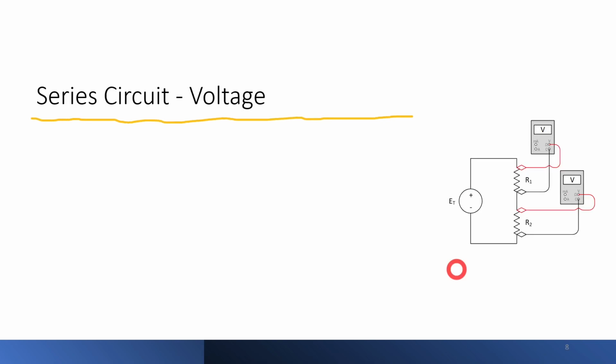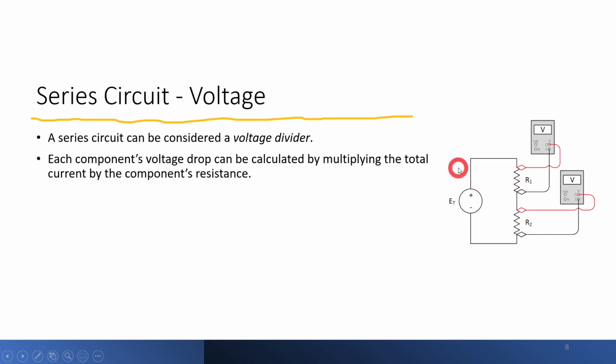Okay. Let's look at voltage. Voltage is going to be different. Okay. In fact, a series circuit could be considered a voltage divider. It's going to take the voltage that we're putting into this circuit and divide it up amongst these resistors. Okay, each component's voltage drop can be calculated by using our Ohm's law triangle, and that is using our current and our resistance in the case of voltage. So E equals I times R.